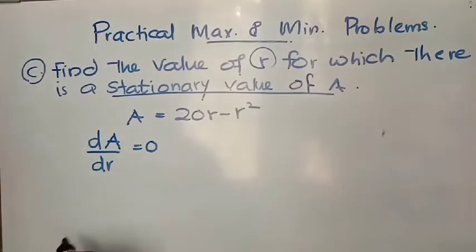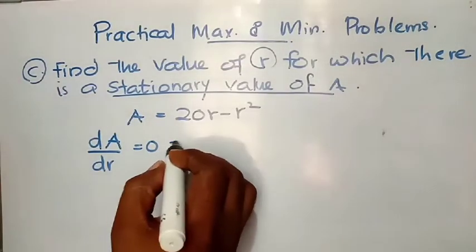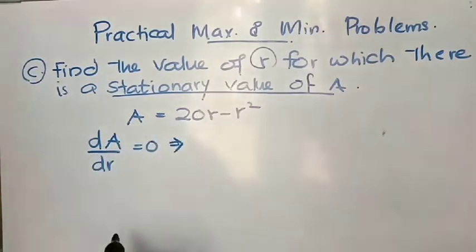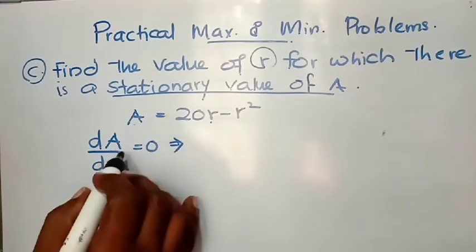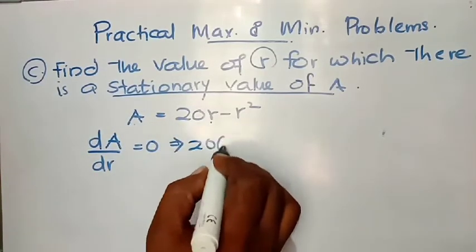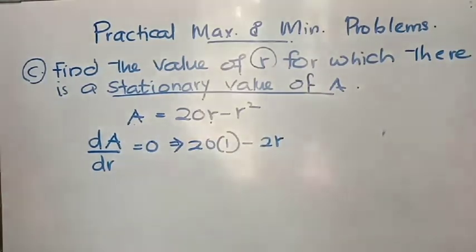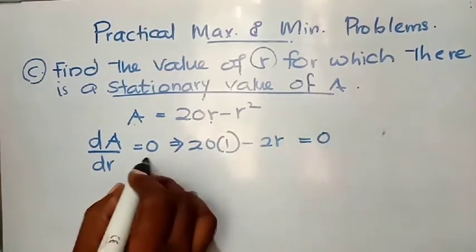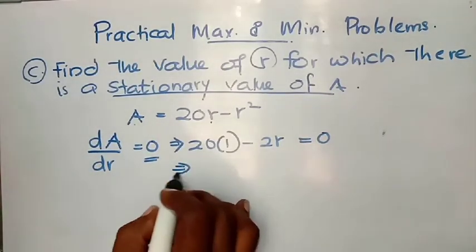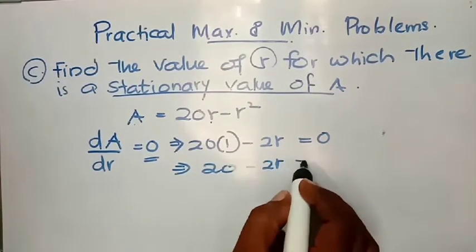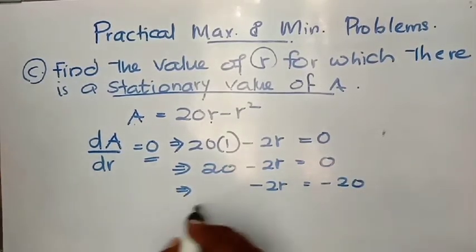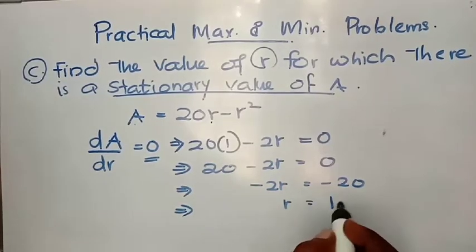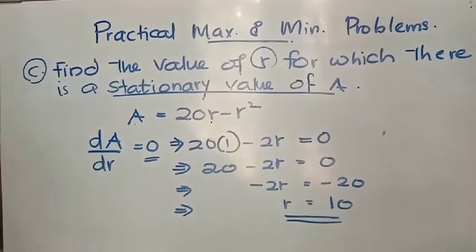At a stationary point, dA by dr is 0. So it implies find dA by dr. Because it is with respect to r, dA by dr gives 20 times (1 minus 2r), which is equal to 0, because dA by dr is equal to 0. It implies 20 minus 2r is equal to 0, or minus 2r is equal to minus 20, or r is equal to 10. So we get the value of r.